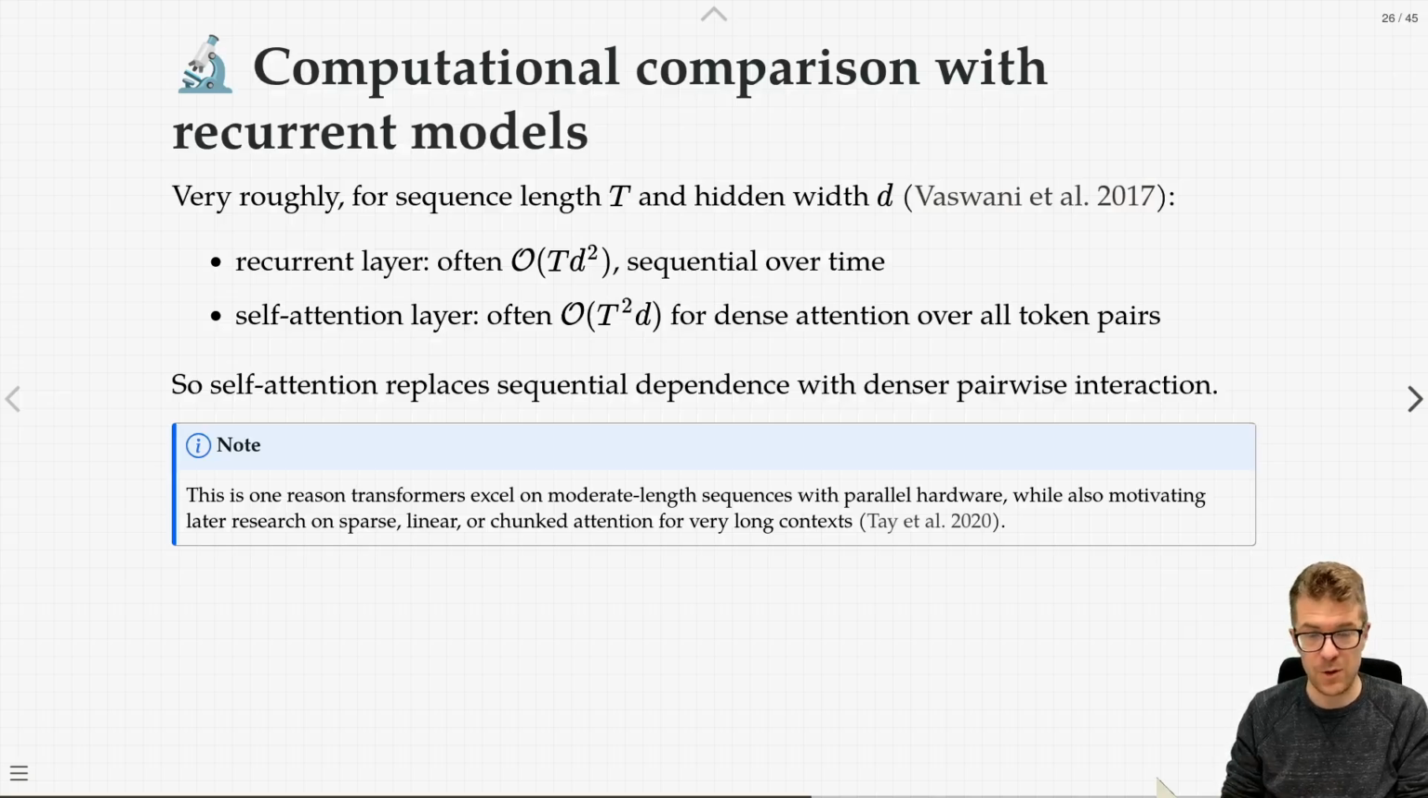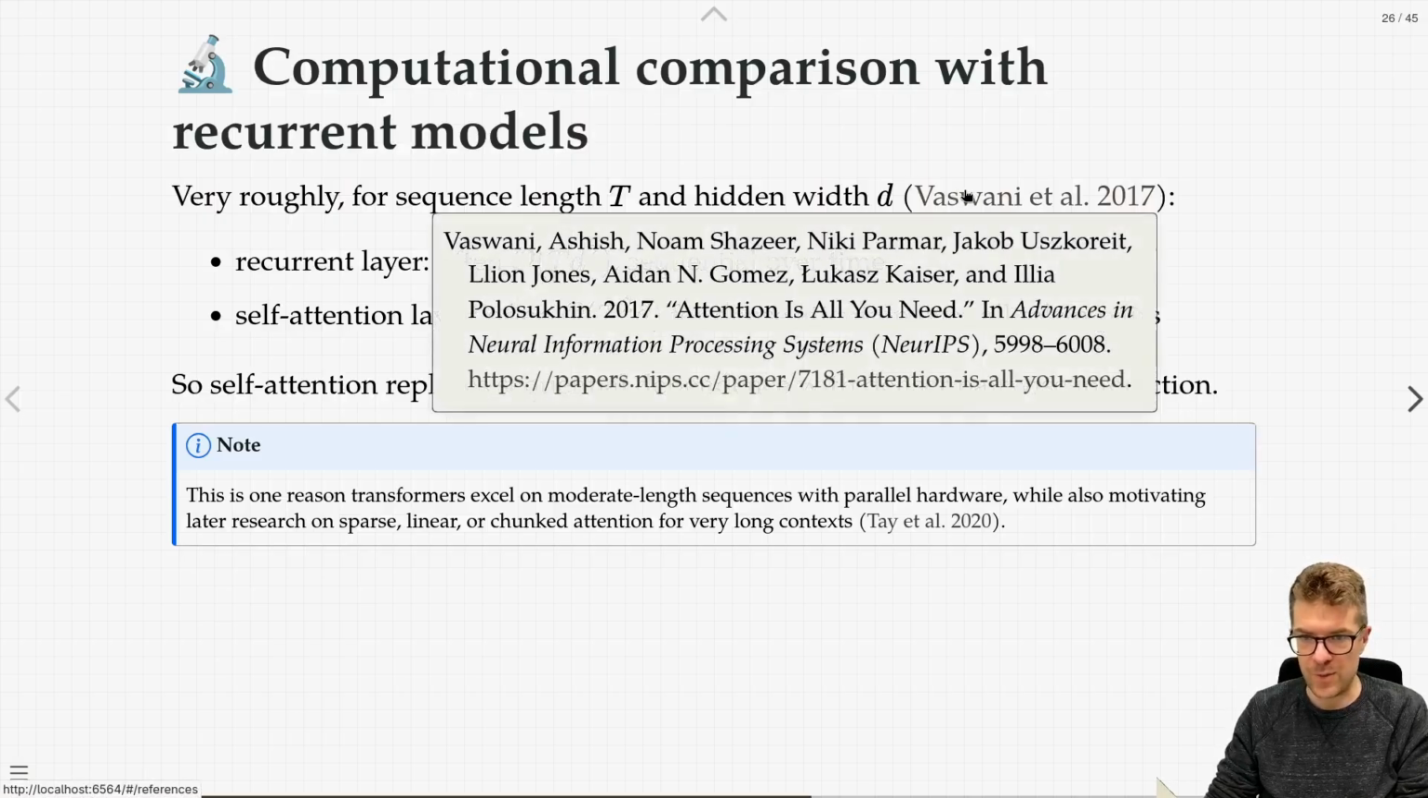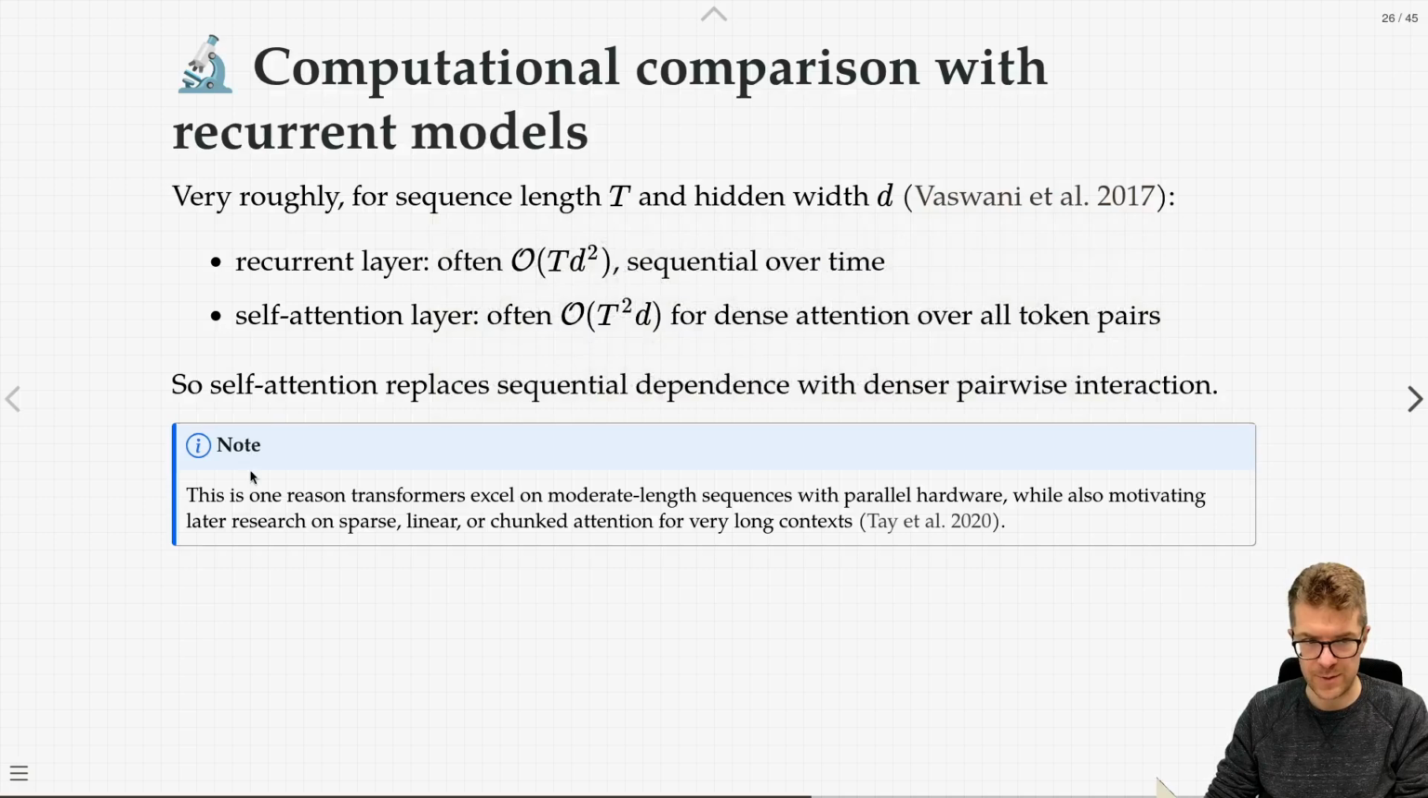We're going to need both of these in a lot of cases, so I just wanted to mention that. There's a little bit of a treatment of complexity in Attention Is All You Need, this foundational paper on attention mechanisms.